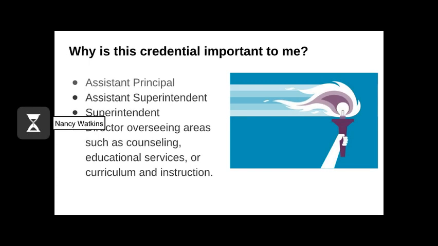Once you earn the credential, there are many career paths available. You could use your credential to work as an assistant principal or a principal because you love your role and impacting a school site. Or you could aim for a district position and become an assistant superintendent, a superintendent, or a director overseeing such things as counseling, educational services, or curriculum and instruction.